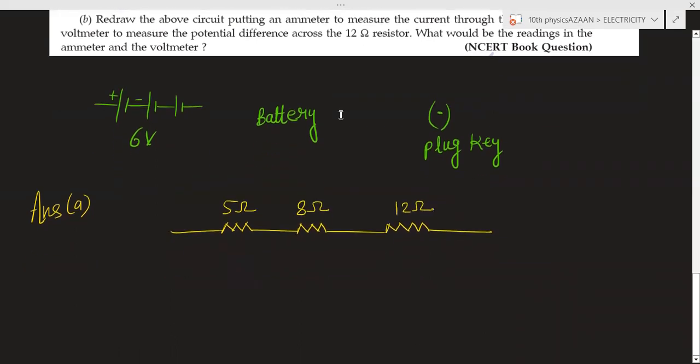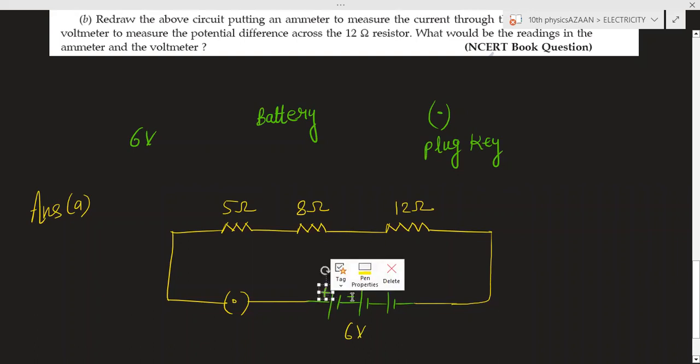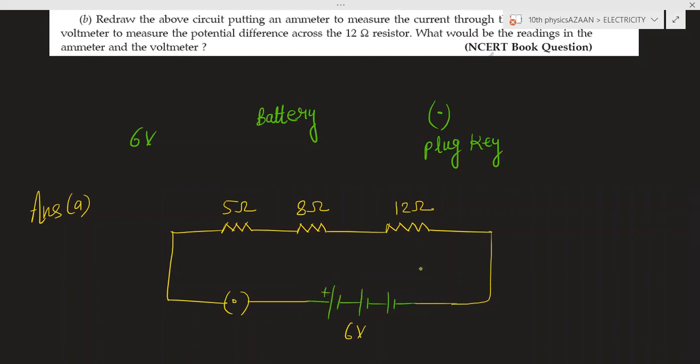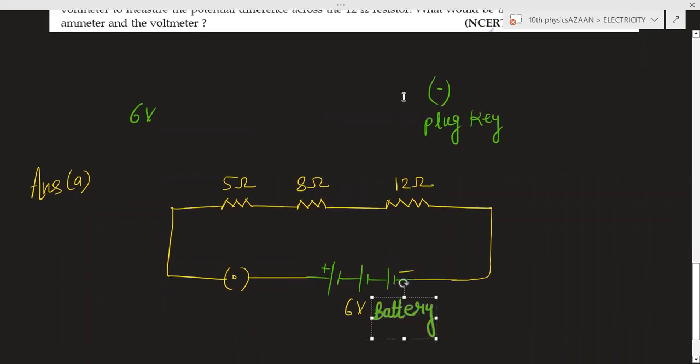Now this combination is connected to a battery and a key. So you can connect a key here like this, and you can connect the battery here. You have the green color battery, and you have connected this with wire, and this battery has a potential difference of 6 volt. This is positive and this is negative, so you can write negative like this, positive, negative. So this is the complete circuit diagram you have. This is the battery, and this is a plug key.